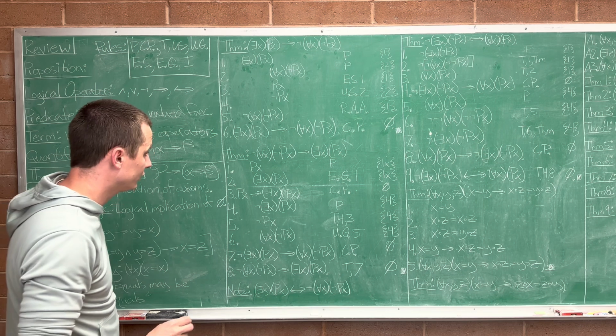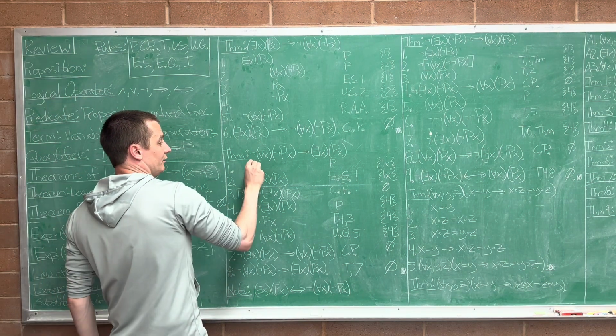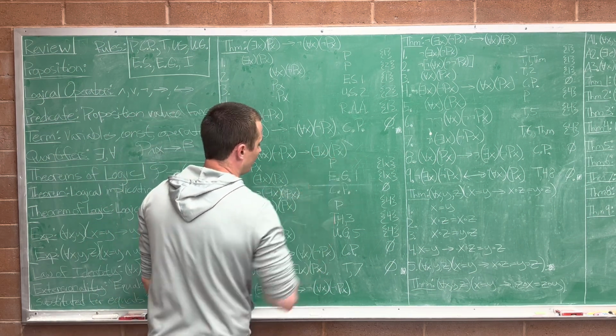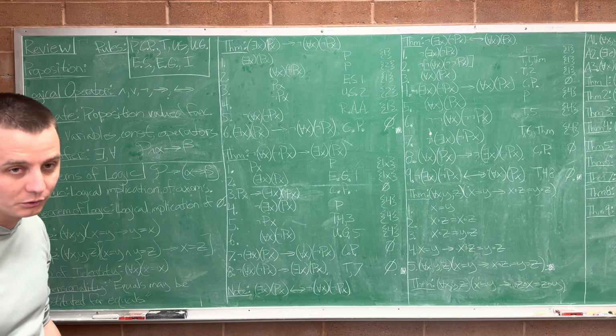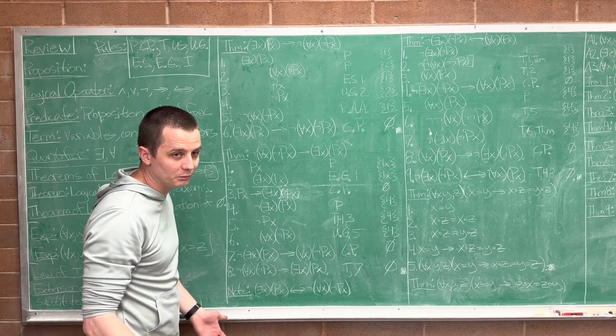Cool. Let's do the next one. Next, I want to show that if it's the case that not for all x, not p of x, then there must exist an x such that p of x. Now this one's a little bit weird with how we start. Let's get bugging, because it bugs me.